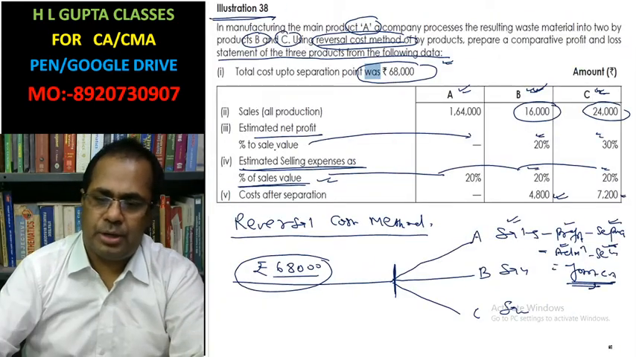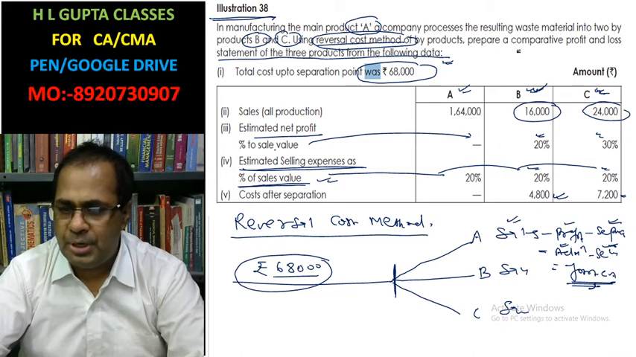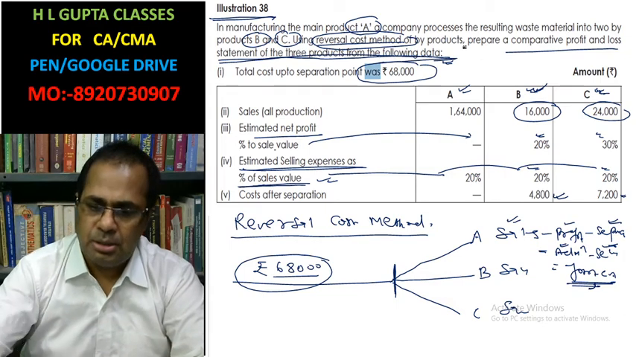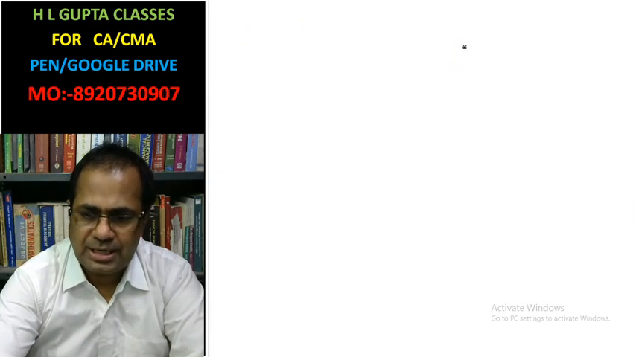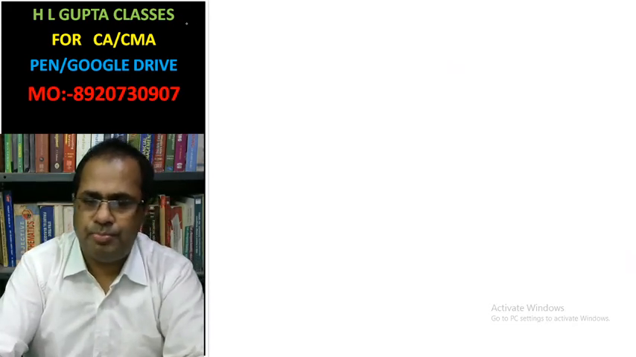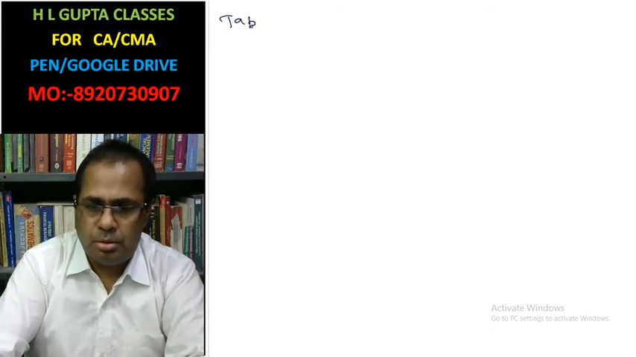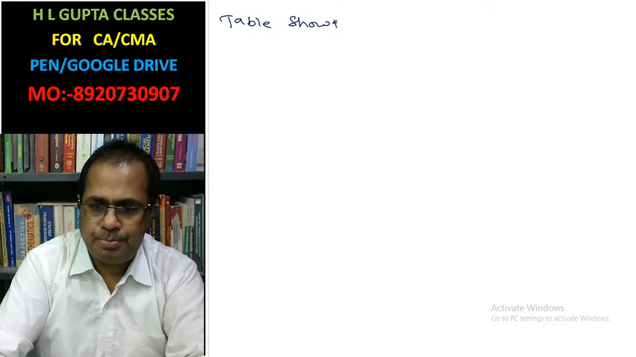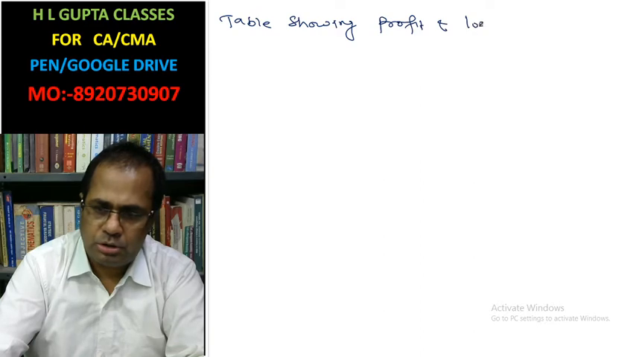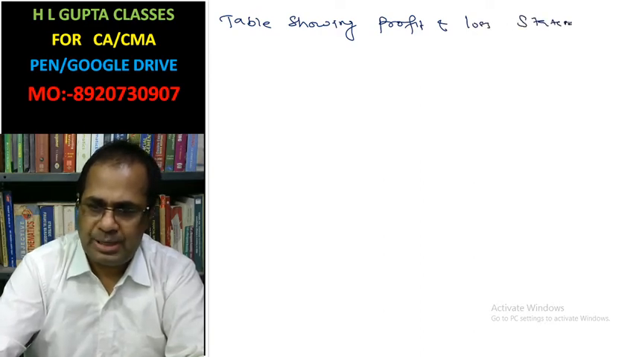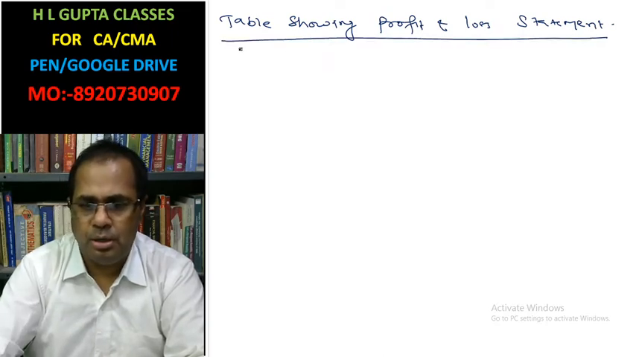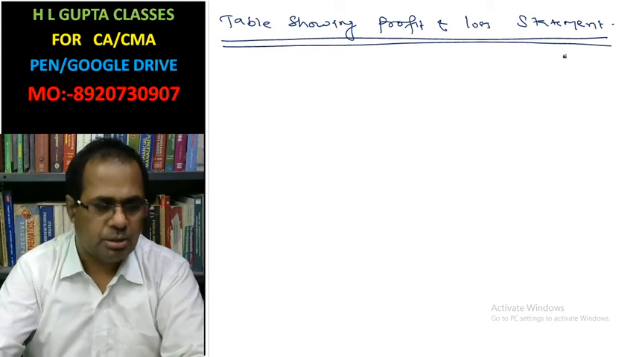Now you have to calculate profit. What is being asked? Prepare the comparative profit and loss statement of the three products. For the preparation of the profit and loss statement, you write here: Table showing profit and loss statement of three products. Now I am going to show the profit and loss statement. Please look at it here.